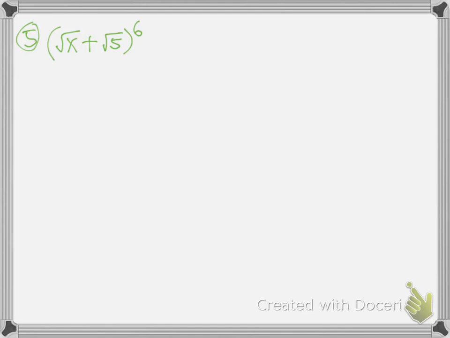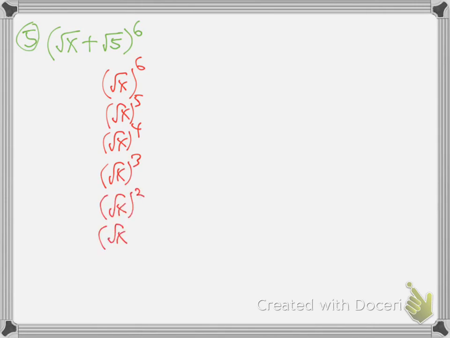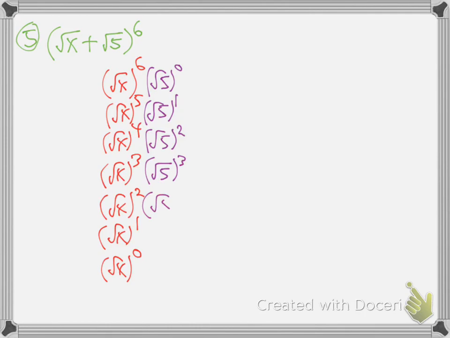Okay, so let me jump in with you. So, a binomial theorem. We start with the first one, the root x to the 6th, and the root x to the 5th, and the root x to the 4th, and the root x to the 3rd, and the root x to the 2nd, and the root x to the 1st, and the root x to the 0. Is that good? 6, 5, 4, 3, 2, 1, 0. And then we do the second one. The second one is the root 5, and it starts with 0, and you just go up the line. So 1, 2, 3, 4, 5, 6. Is that good?